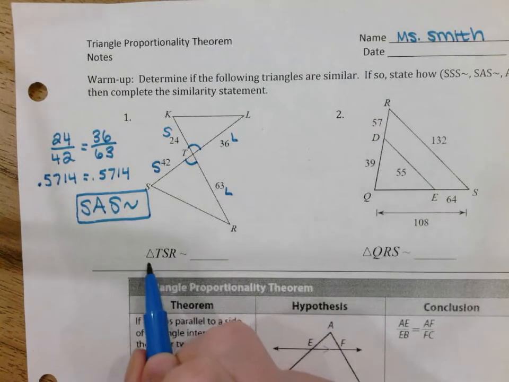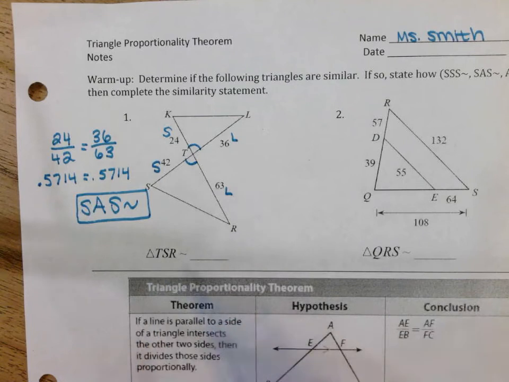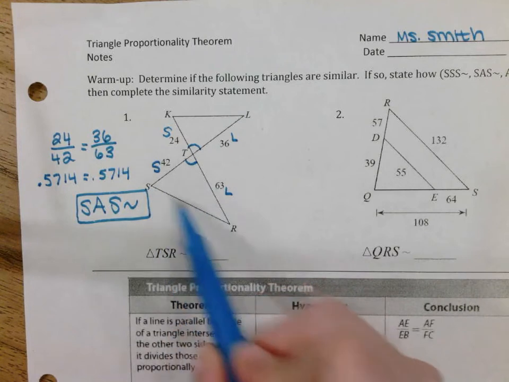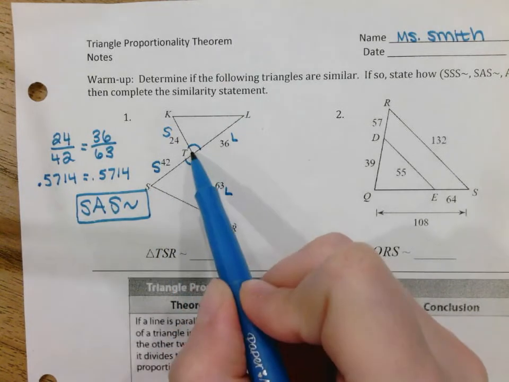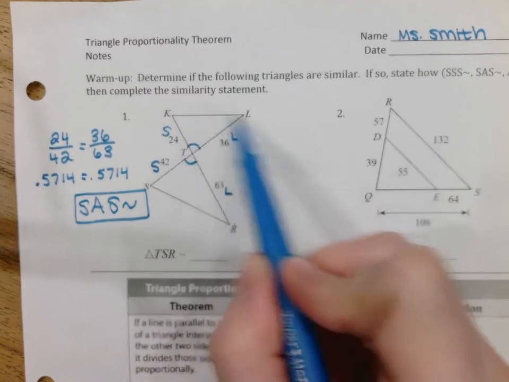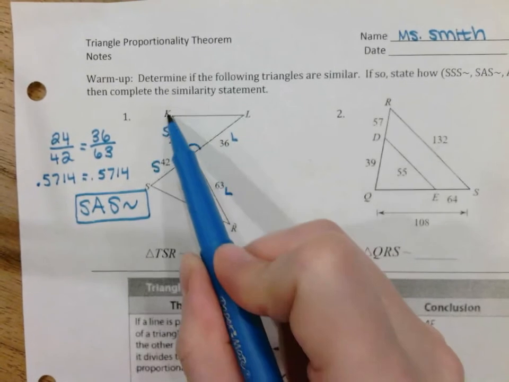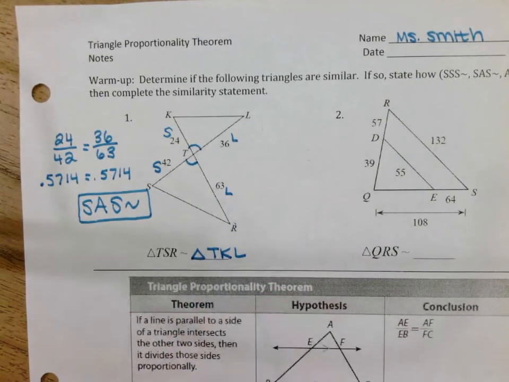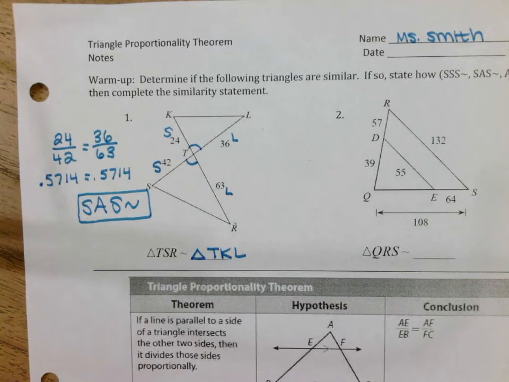And then we're going to complete our similarity statement. So triangle TSR, I like to trace it out. TSR, it goes by the small side and then the blank side. So up here, we have to come by the small side and then the blank side. So TKL, triangle TKL. So there's the first one.